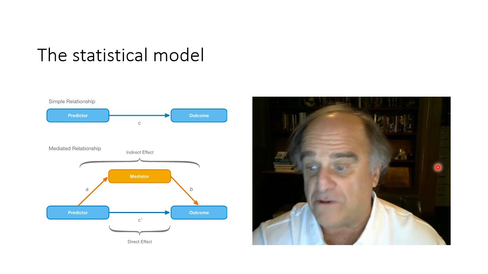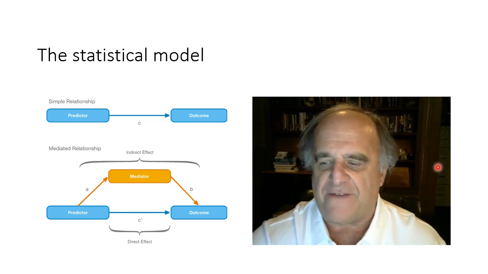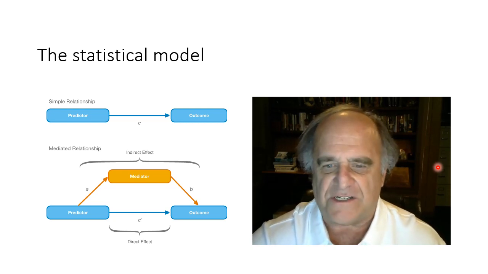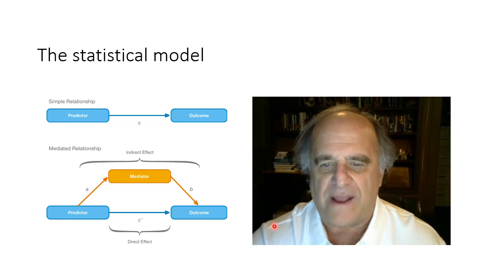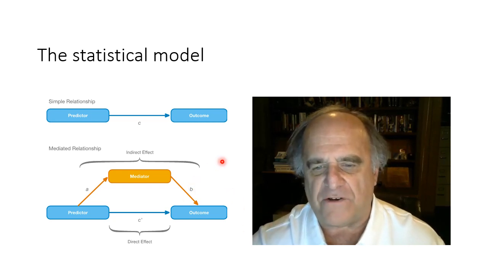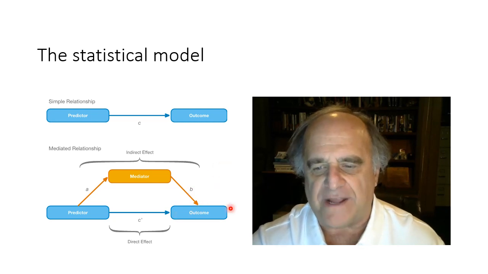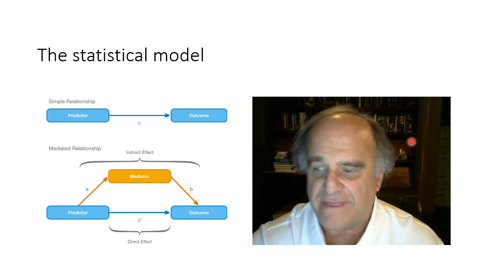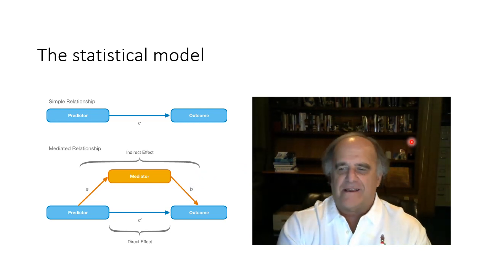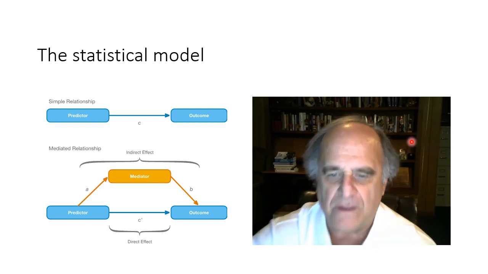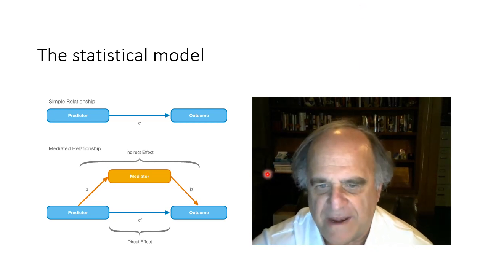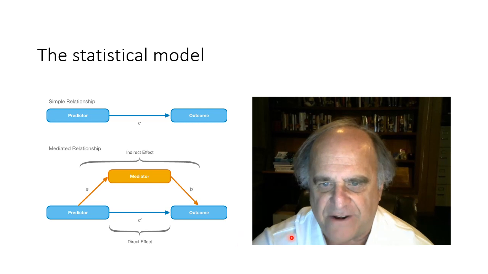Of course, the most interesting thing would be, right, if we had full mediation. That would be really interesting. If there's no direct effect, if the whole effect is indirect, that is, the only effect of the predictor on the outcome is through this mediator, through the A path and the B path, that would really be interesting. That doesn't always happen, or maybe even usually happen. Usually, we end up with an indirect effect and a direct effect.